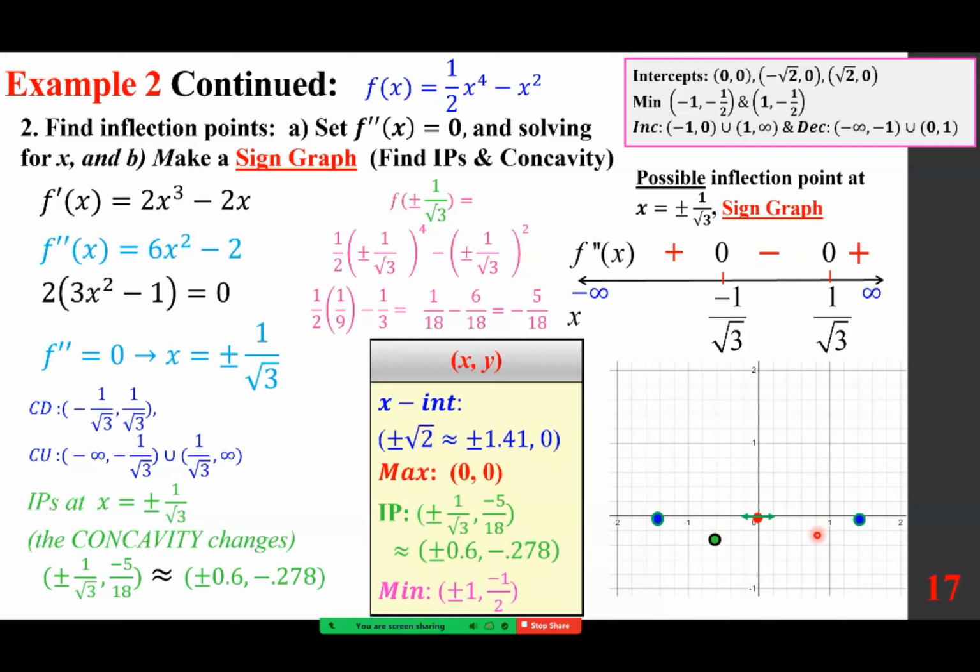And now positive 0.6 and negative 0.3 gives us that. So those are the two IPs. We have the minimum at negative 1 half. So this is negative 1. And this is negative 1 half, right between 0 and 1. And then positive 1 and negative 1 half. However, let me do the double arrow for this one because it's the minimum. And this one, positive 1 and negative 1 half, and do the double arrow also.